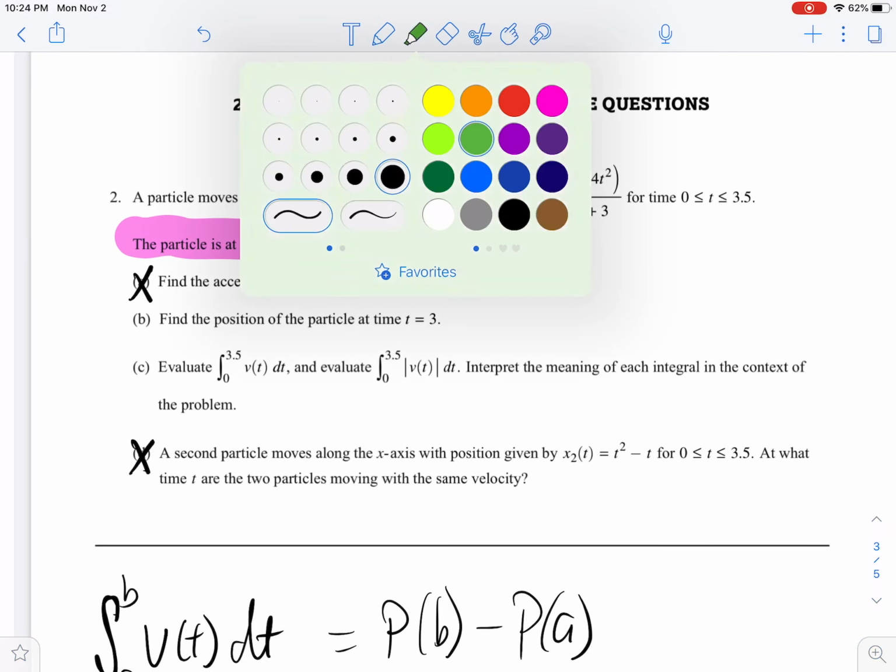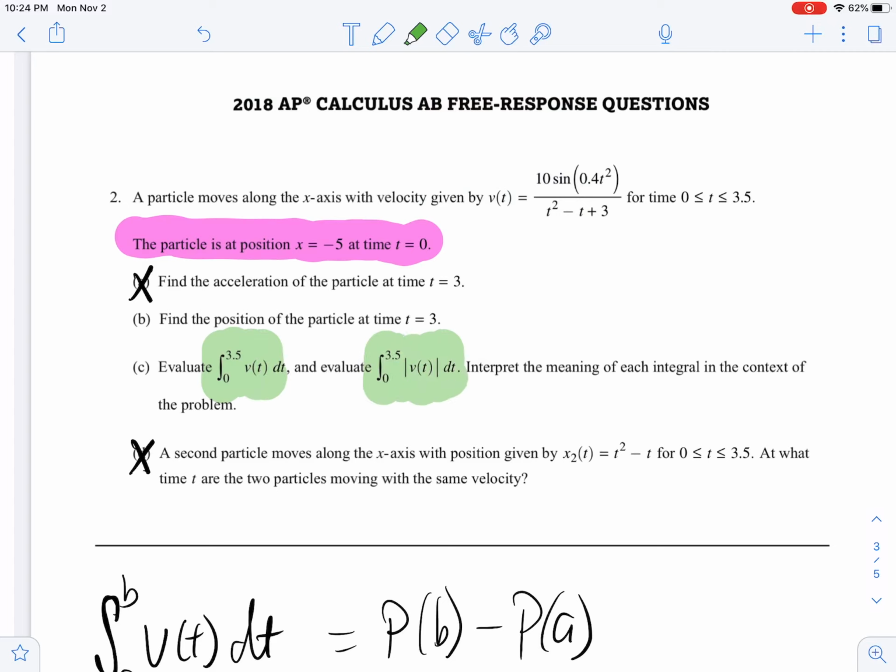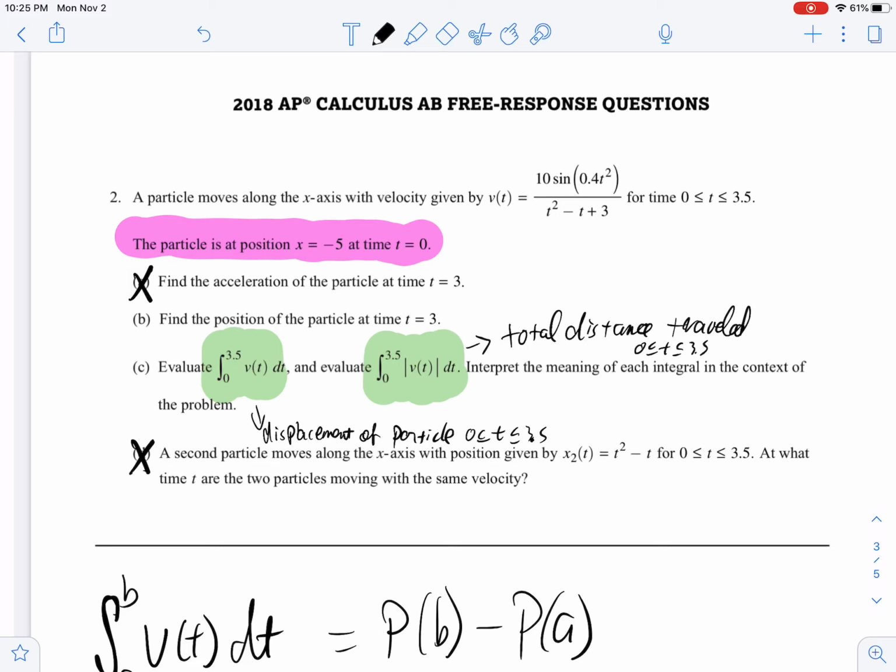Similarly, I can do this guy and this guy in the calculator. It turns out that this guy is the displacement of the particle for time t between 0 and 3.5. Displacement means how much it has moved from where it started. And this is the total distance traveled for 0 less than or equal to t less than or equal to 3.5.